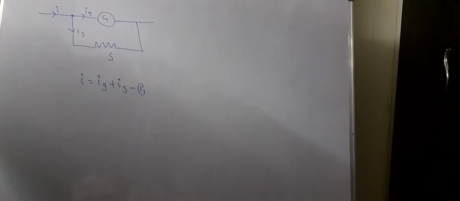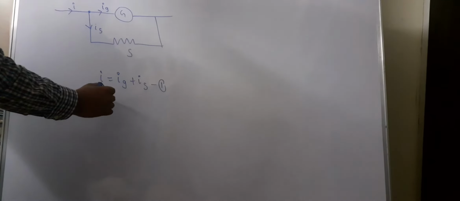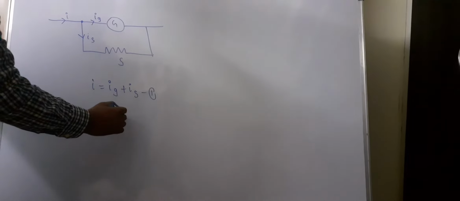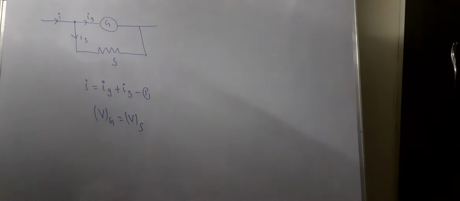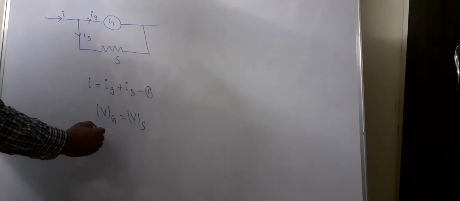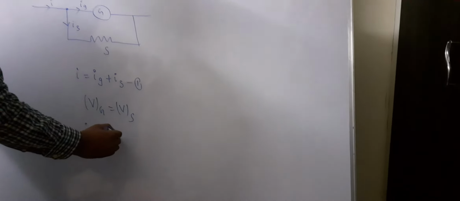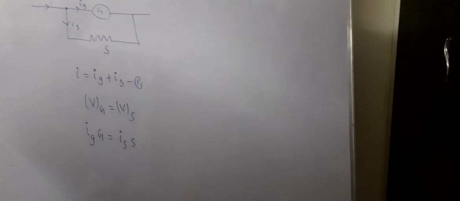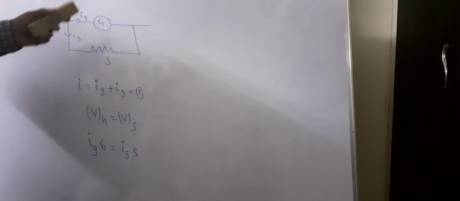Here G and S are in parallel. In the parallel combination, the voltage is constant. Voltage on the galvanometer equals voltage on the shunt. Ohm's law: V equals IR. Iz into G equals Is into S. Once again, Ohm's law: V equals IR, Iz into G.